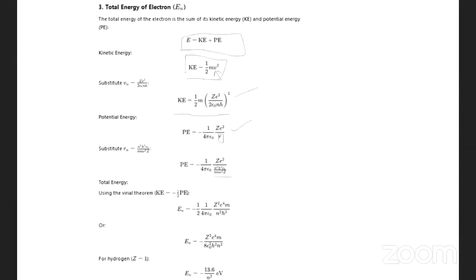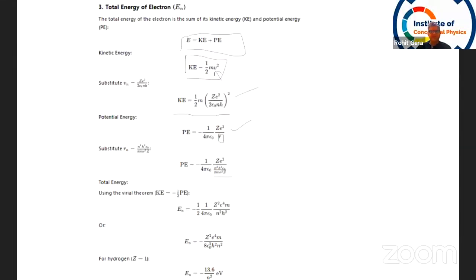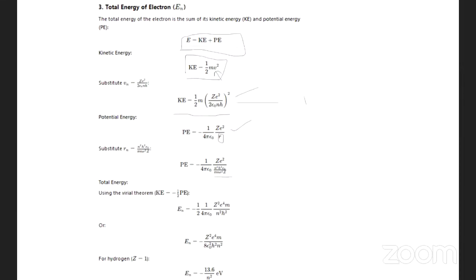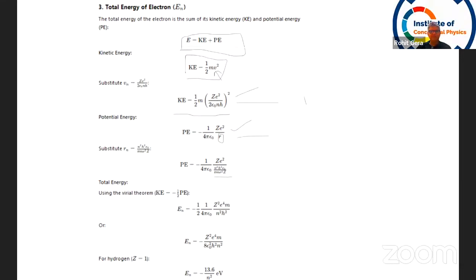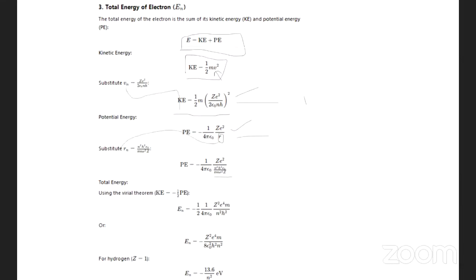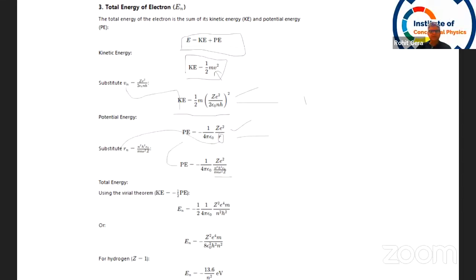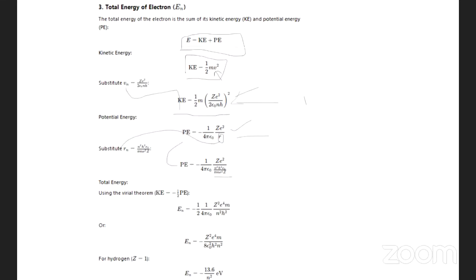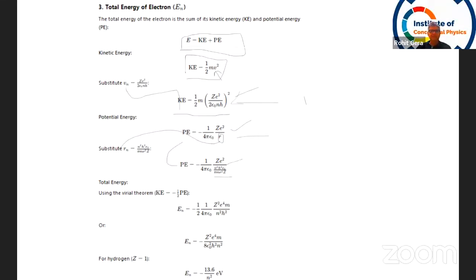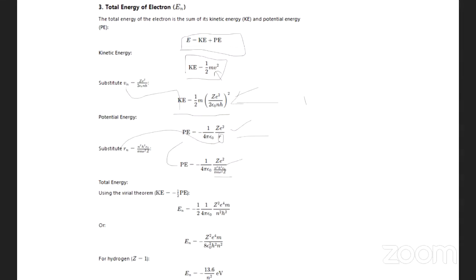So for kinetic energy, after you substitute velocity in this and radius in this, the potential energy has become this. If you divide these two expressions, this one and this one, you will find that kinetic energy is negative half of PE.